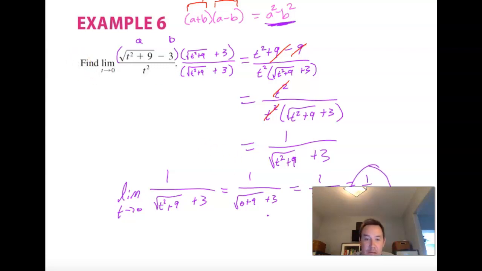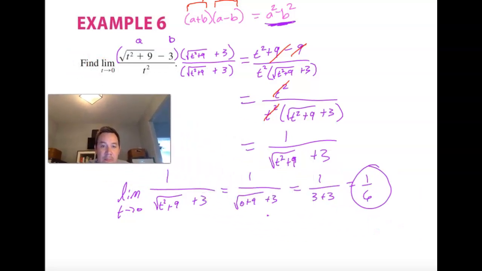Oh, sorry. Got my picture over the answer. So that's it. That technique, multiplying by the conjugate, is really useful when you have a fraction that involves a square root and it's giving you an indeterminate form when you try and make a direct substitution.